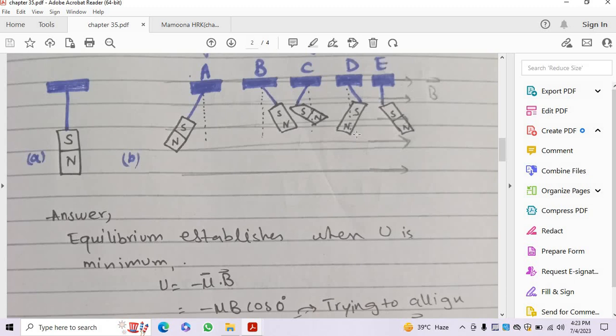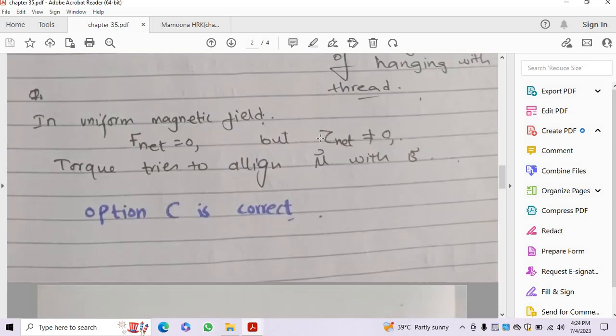Although this bar magnet tries to align itself exactly in the direction of the magnetic field, the string keeps it from perfect alignment in the direction of B, so option C could be the correct option, in which the string is pulling the bar magnet in this direction, but the bar magnet is trying to align itself in the direction of B. In addition, in a uniform magnetic field the net force is 0, but the net torque is not 0, so the torque tries to align mu with the magnetic field. So option C is the correct option.